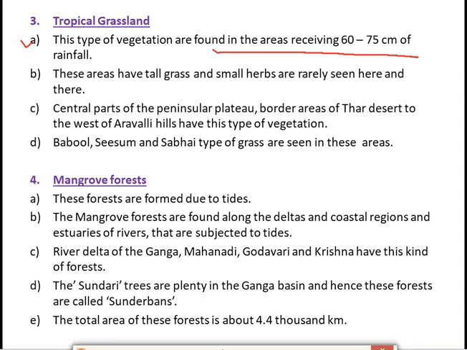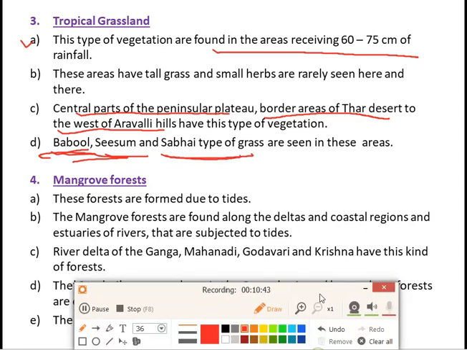The central parts of the Peninsular Plateau and the border areas of the Thar Desert to the west of the Aravalli Hills have this type of forest. Babool, Shisham and Sahabai type of grass are seen in these areas. So which types of grasses can we see over there, since the name is tropical grassland? Babool and Shisham are trees, and Sahabai is a type of grass which can be seen in this area.